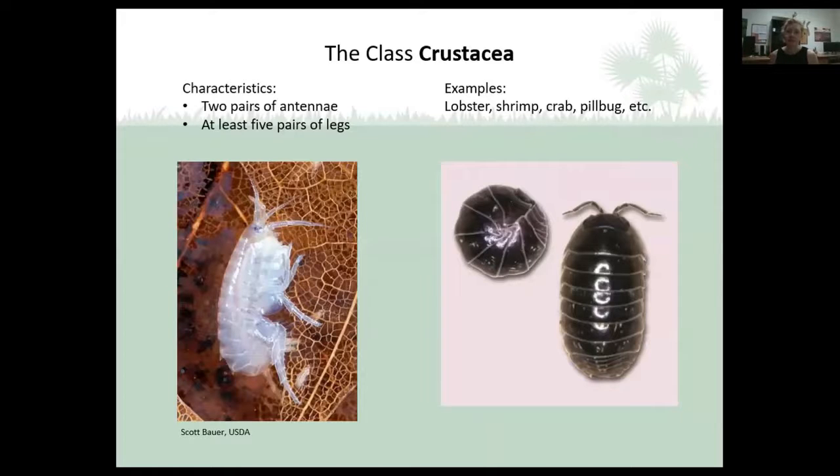So as mentioned previously, the arthropod phylum is made up of 6 classes. This is the Crustacea class, which contains organisms like shrimp and crab, and the pill bug, which is not a bug, it is a crustacean.